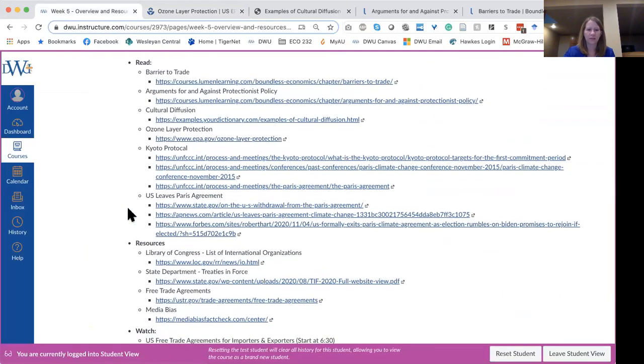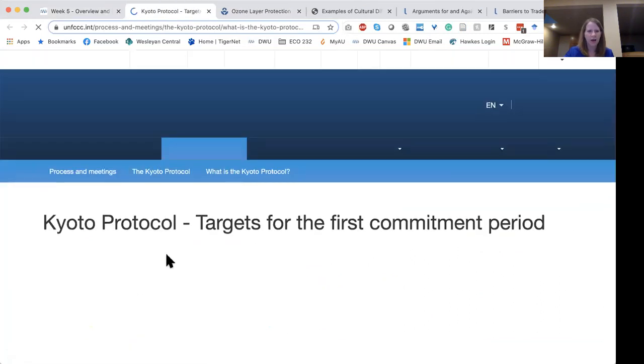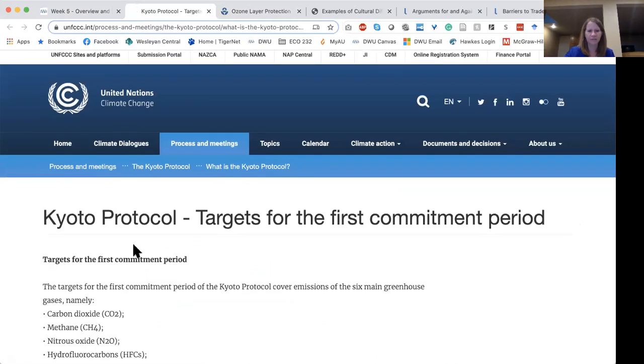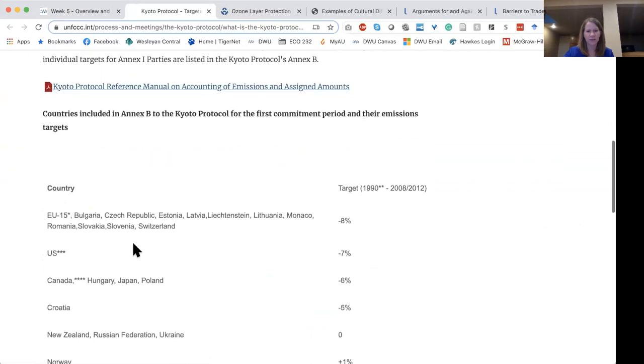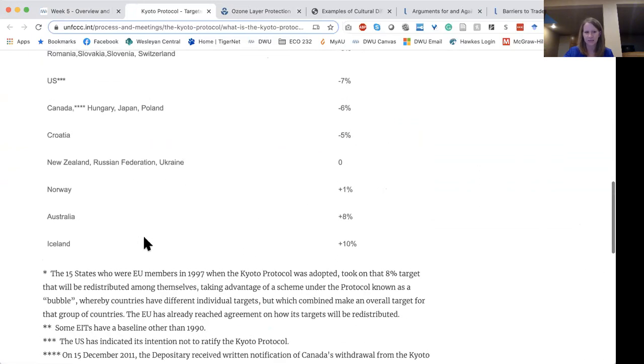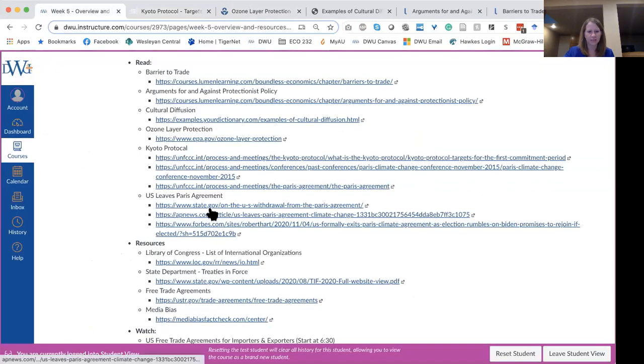Something else along with the ozone layer, there's climate change. And so here's the Kyoto Protocol. I think that's how you say it. If not, I apologize. Here's what brought this about, and this is what was committed to back in the 90s. And then we have kind of the intermittence.